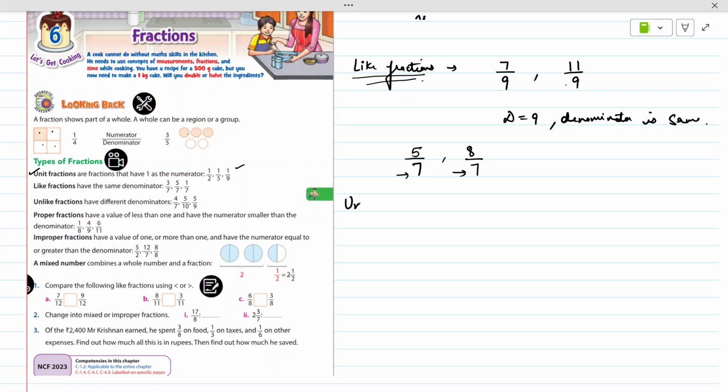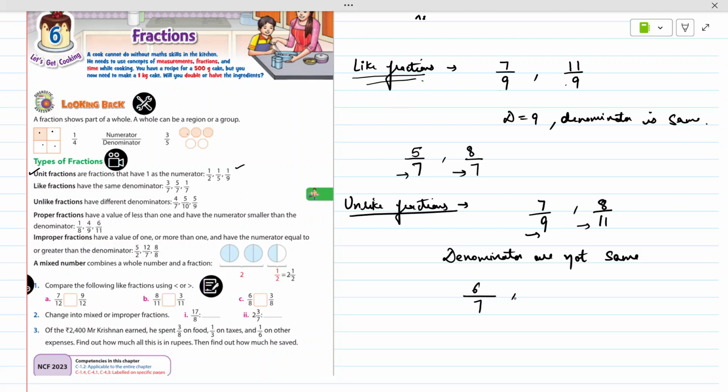Next we have unlike fractions. This is the opposite of like fractions. These are the fractions where the denominators are not the same. For example, I'm taking 7 by 9 and, let's say, 8 by 11. Here the denominators are not the same. Another example we can take is 6 by 7 and 4 by 5. Here also the denominators are not the same, so they are also unlike fractions.